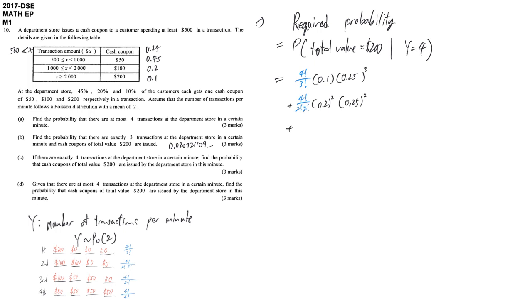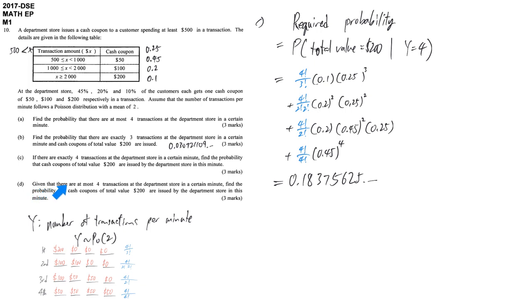Third type: 100, which is 0.2, 1 time, $50 appears 2 times, 0.45 each, and finally $0 appears once. The number of paths is 4 factorial divided by 2 factorial. Last one: $50, 0.45, appears 4 times in a row. The number of paths is 4 factorial divided by 4 factorial. This is equal to 0.1837565.